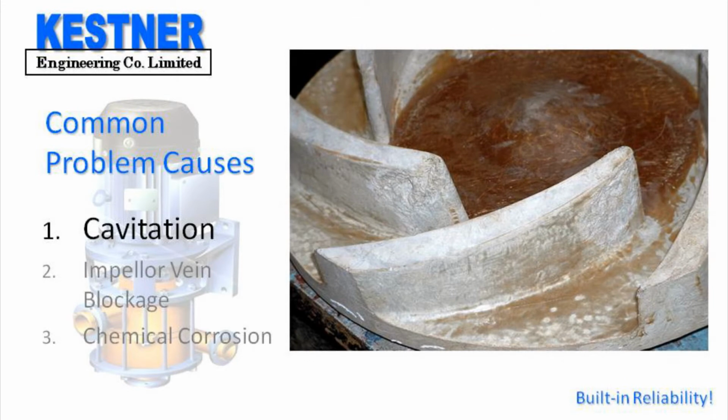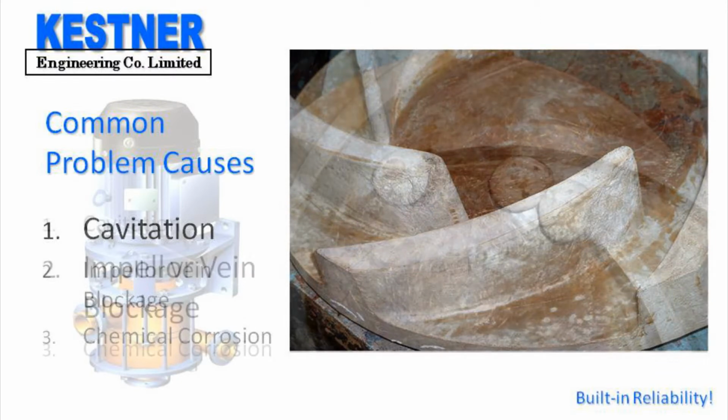Here is an example of damage done through cavitation. You can clearly see the erosion on the impeller vane there, and over here is a hole almost right through the impeller vane caused by these little air bubble implosions.